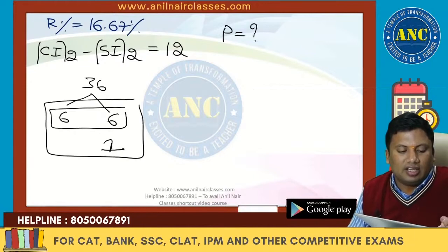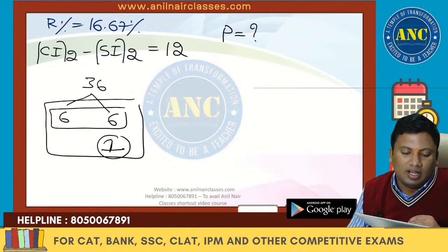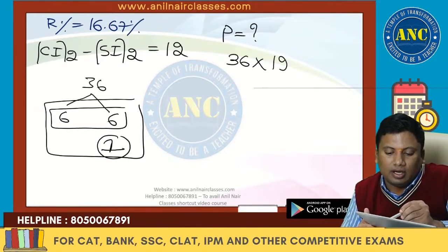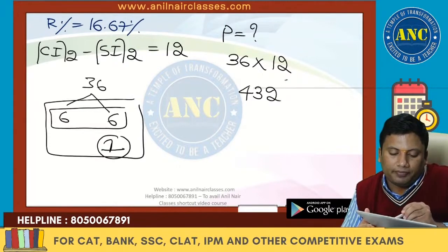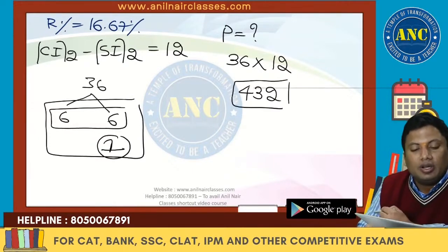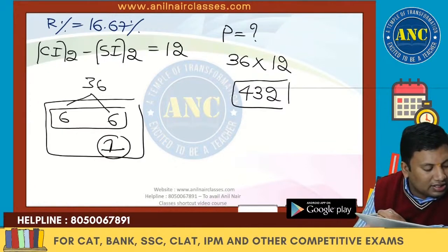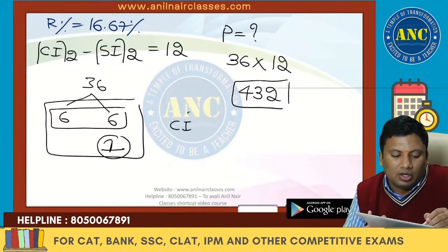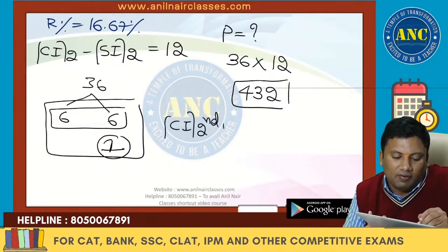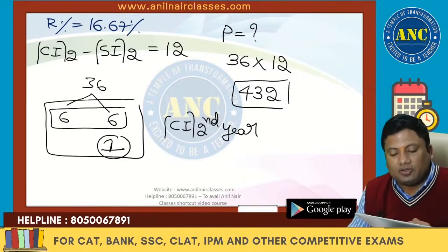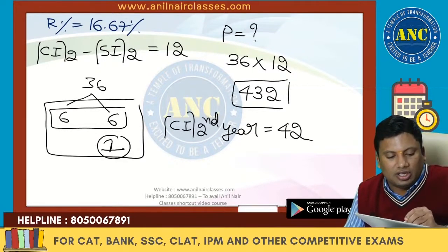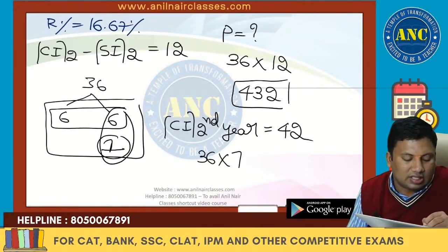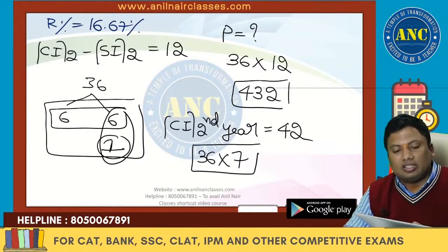CI for 2 years is 13. The change is 1. So 1 becomes 12, so the answer is 36 into 12. The answer is 432. I hope the idea is clear. Just by looking at the question itself, you will get the answers very easily without using any formula. 6 plus 1 is 7. If it is 42, 7 becomes 42, 6 times. So the answer is 36 into 7.